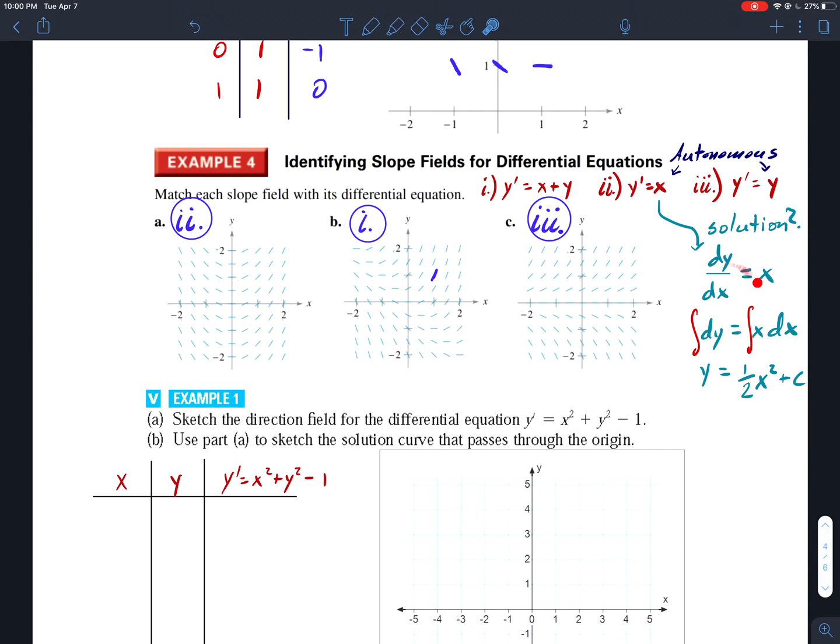That is a preview of what's to come in section 3, where we use what we call separation of variables. I separated the dx and pulled it over. Separation of variables to solve. Here's the function y that makes this equation true. All right, moving on real quick.